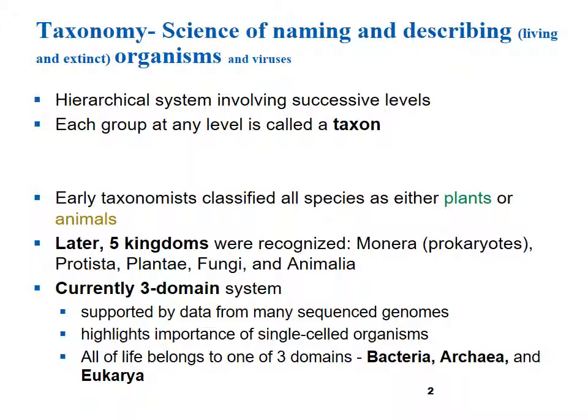So they recognized 5 kingdoms: Monera, which is all prokaryotic organisms, Protista, Plantae, Fungi, and Animalia. We are now operating under a 3-domain system, which is supported by data from many sequenced genomes. It highlights the importance of single-celled organisms because there are two prokaryotic domains, bacteria and archaea, and then in eukarya, there are also many single-celled organisms. So under this system, all life belongs to one of 3 domains: bacteria, archaea, or eukarya.